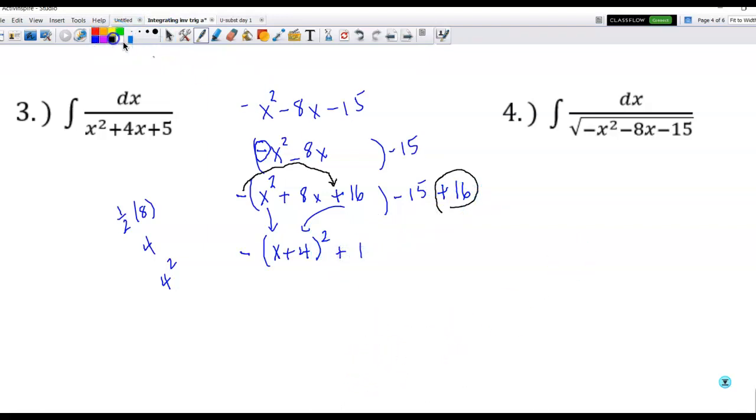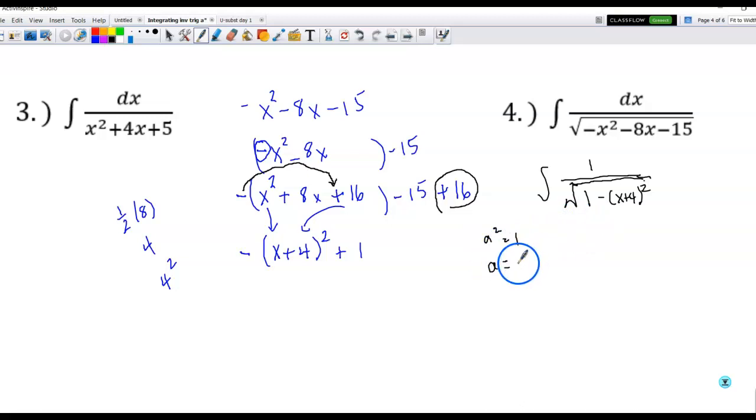So our new problem becomes the antiderivative of 1 over the square root of, now I'm going to write it in this order, it's okay, 1 minus x plus 4 squared. I think it's easier for you to see that it fits the pattern of arc sine when you put the 1 in front and then subtract. So our value of a squared is equal to 1.